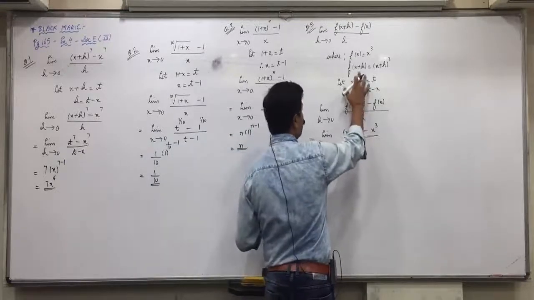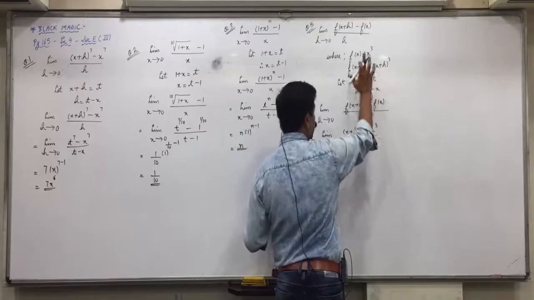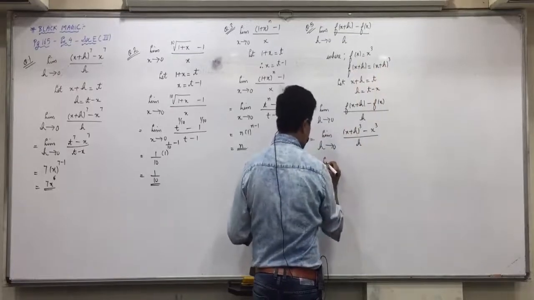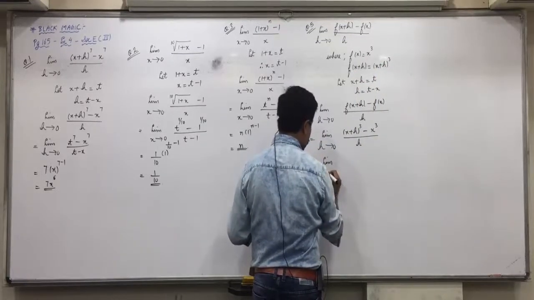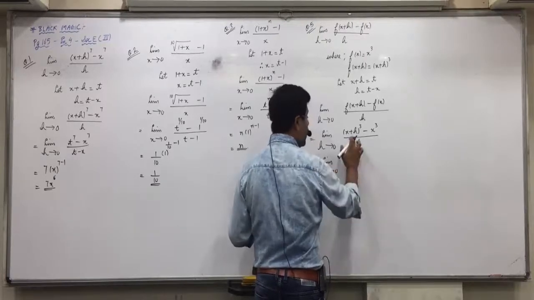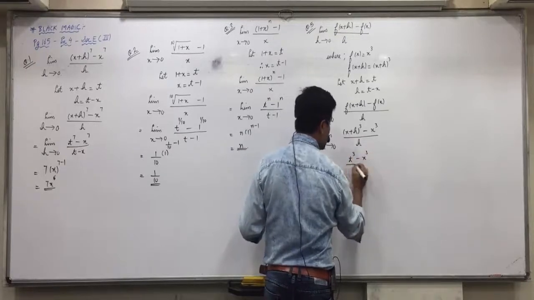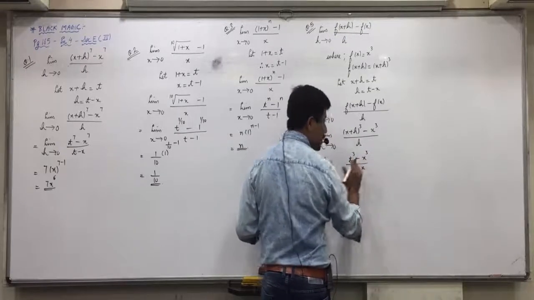First of all, in place of f(x + h), (x + h) whole cube. In place of f(x), I am writing x cube. Now we apply that concept. Limit h tends to 0. In place of (x + h), t cube minus x cube. In place of h, t minus x.